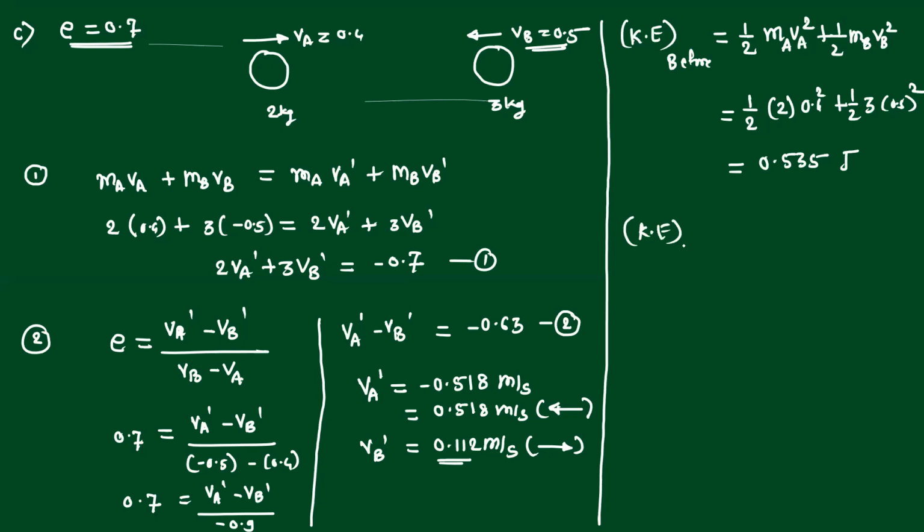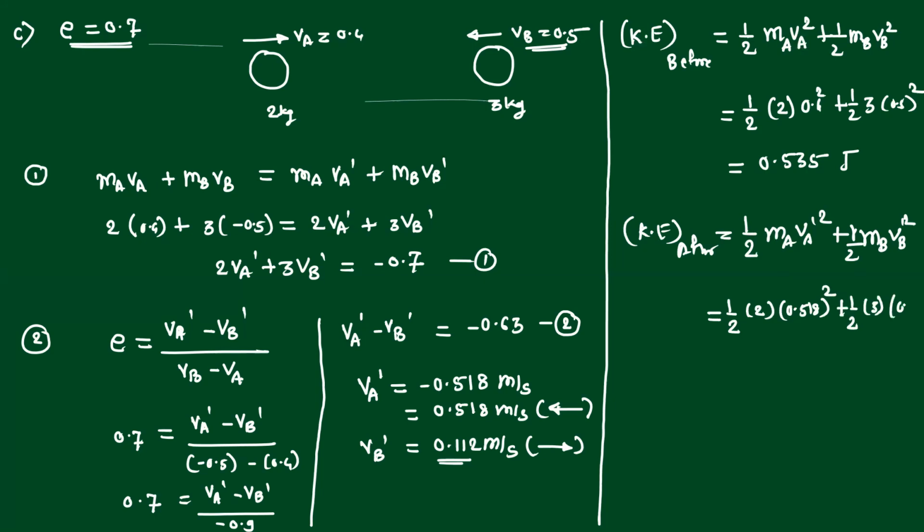Now the kinetic energy after impact is equal to 1 by 2 MA VA dash square plus 1 by 2 MB VB dash square. So this is equal to 1 by 2, VA dash is 0.518 square, plus 1 by 2, mass is 3 kg into 0.112 square. So this is equal to 0.287 joule.